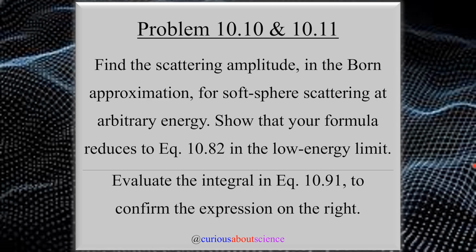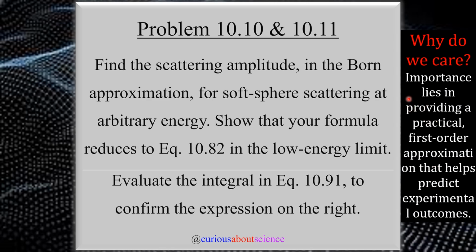That's what that means. And this approximation simplifies complex scattering problems, making it crucial for studying various physical systems, such as the atomic, nuclear, and particle interactions, where the exact solutions are just difficult or impossible to obtain. Okay, and that's what we saw with that flow chart with the microscopy going on. But the reason why we care ultimately is that its importance lies in providing a practical first order approximation that helps predict experimental outcomes. This is really what we're all about right now. Okay, these are all in the applications of quantum mechanics.